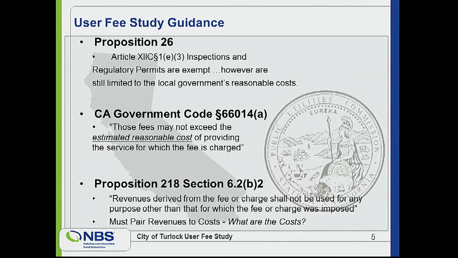I'm not going to go into a lot of detail of all the legalities of what this says. The primary piece of information you should take away from this slide is that ultimately what the state of California requires is that there is an estimated reasonable cost that is associated with each fee. Those are the terms in the government code. That is not slang that I am using. And that there is not a specific methodology prescribed to determine that estimated reasonable cost.